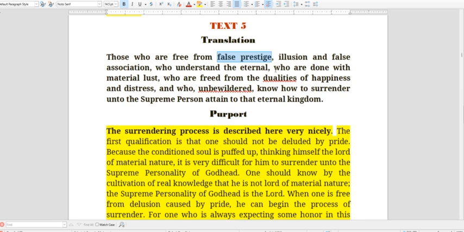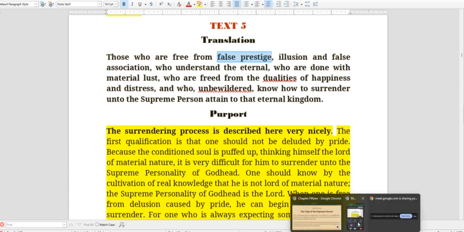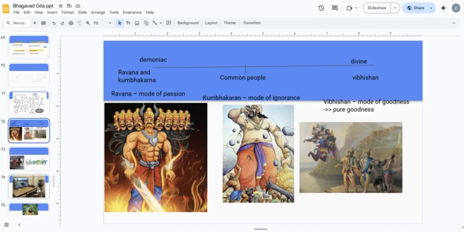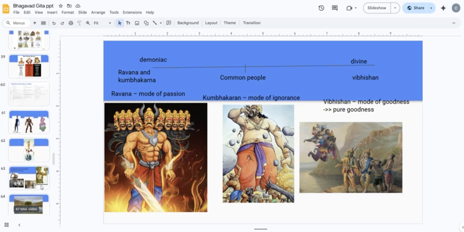Just one more thing, if I may add, Prabhuji, also to remember Dukhalayam Ashashvatam, the temporariness of everything, and that this material world is only full of misery. Okay.